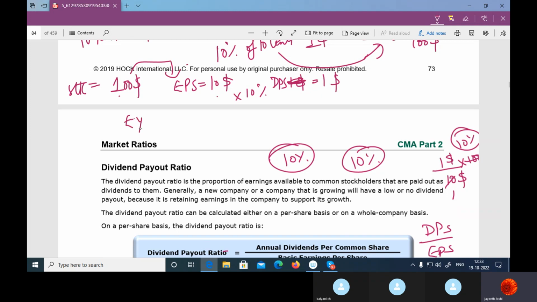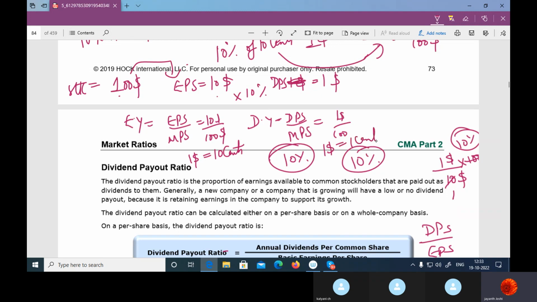So earnings yield is what? EPS by MPS, market price. So $10 by $100. On $1 you made 10 cents. Now dividend yield is nothing but DPS by MPS. That is $1 by $100. So on $1 you made 1 cent. Correct or wrong? This 1 cent is what of 10 cents? 10%, because they declared 10% dividends to you. So that is also justifying.